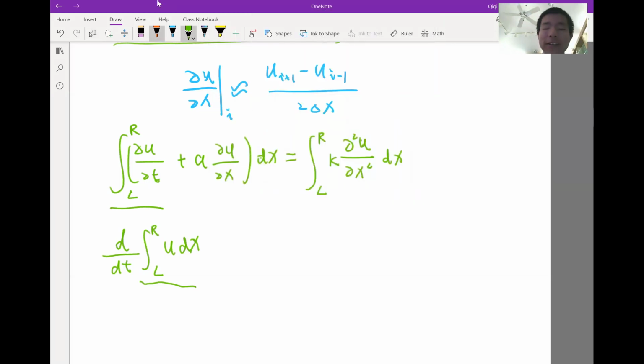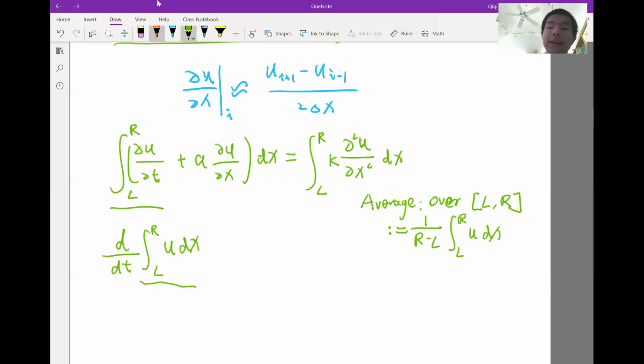So let me write over here. The average over an interval L and R is defined as 1 over R minus L, the size of the interval, times the integral from L to R of u dx. And because the length of the interval is fixed, when we take the derivative of an integral, it is equal to the size of the interval times the derivative of the average. So this directly relates to the idea of finite volume itself. Okay, so that's the integration of the time derivative term.